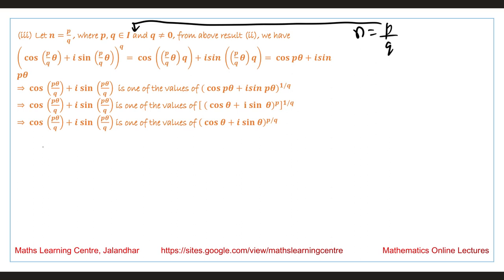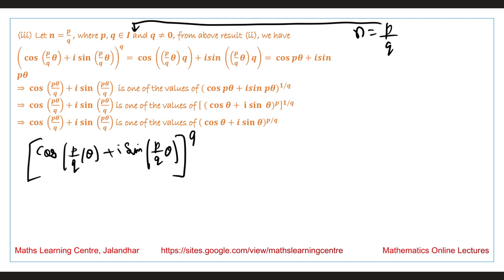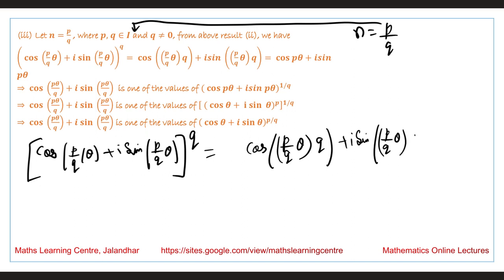So what we are saying is that (cos of (p by q) theta + i sin of (p by q) theta) whole raised to the power q will be equal to cos of (p by q) theta into q + i sin of (p by q) theta into q. So this is equal to cos p theta + i sin p theta.